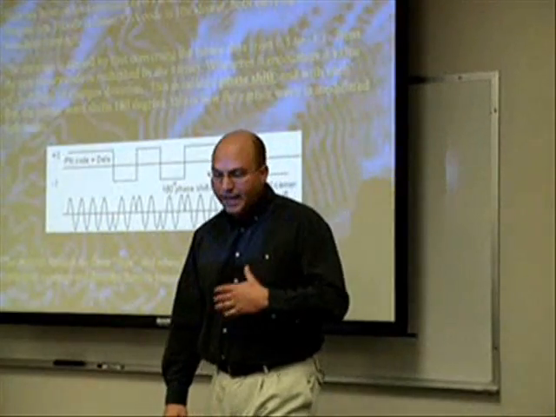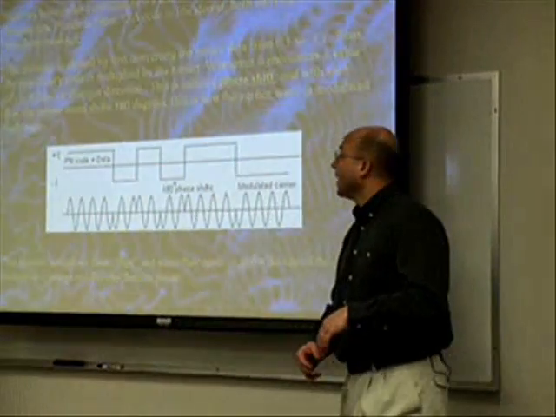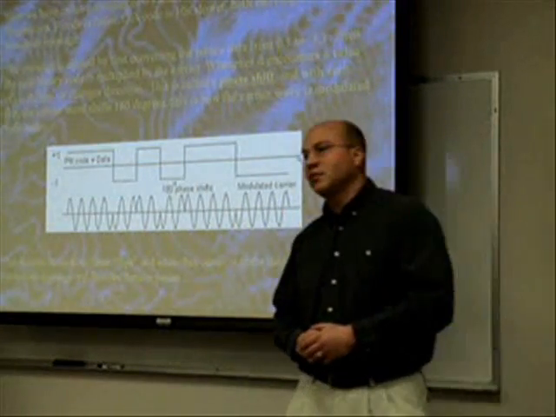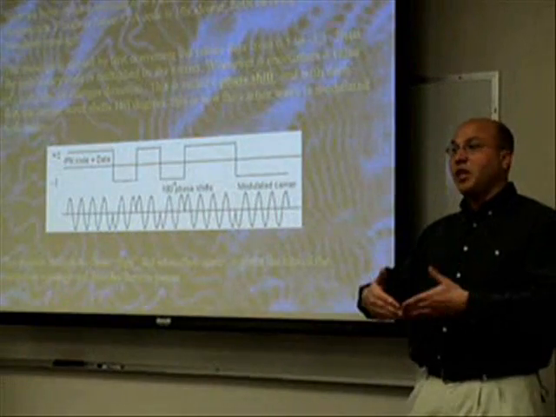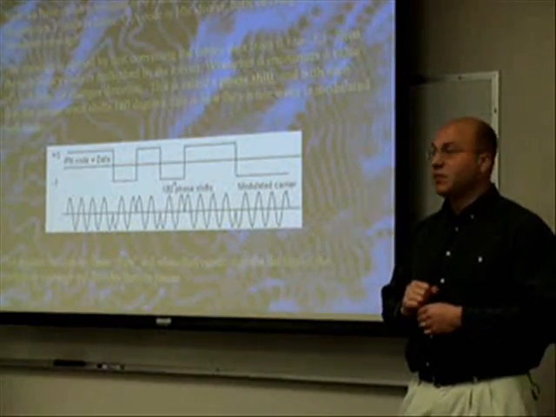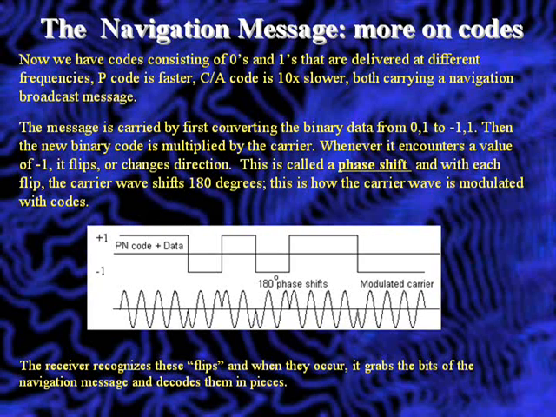Okay, so now that we have a carrier signal, L1, L2, we need to somehow modulate the information of the code onto that wave. The way it's done is by a phase shift. First of all, we start out with zeros and ones. Zeros and ones don't really lend themselves to phase shift, so we translate that into -1 and +1. Then the -1s and +1s can be phase modulated onto the carrier wave.